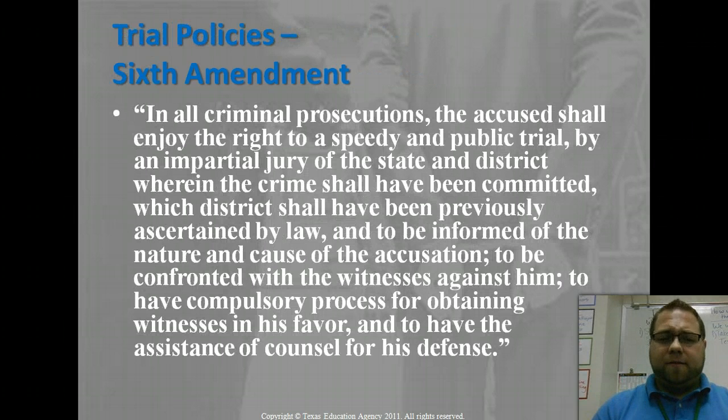Okay, the Sixth Amendment starts dealing with trial policies. This one, the Sixth and the Seventh. In all criminal prosecutions, the accused shall enjoy the right to a speedy and public trial. I'm going to enjoy that right.